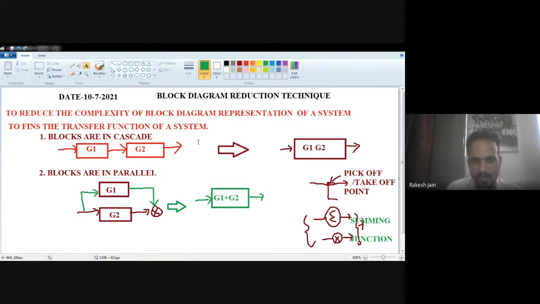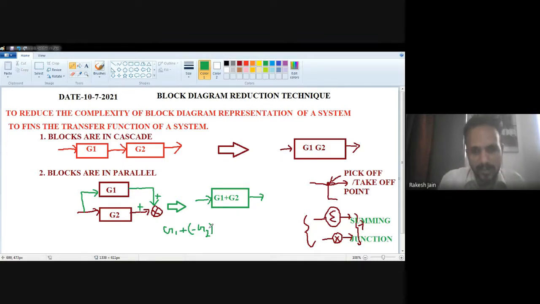Now this addition depends on the sign on that summing junction. See, if G2 comes with the plus sign and G1 also comes with the plus sign, then it is G1 plus G2. If G1 comes with a plus sign and G2 comes with a minus sign, then it will be written G1 plus minus G2, whatever the sign of that. The rule is the same, that they will be added to each other, but the polarity of that gain depends on the sign in the summing junction. So it will be G1 minus G2. Don't be confused: actually they are added, but due to the polarity they will be subtracted.